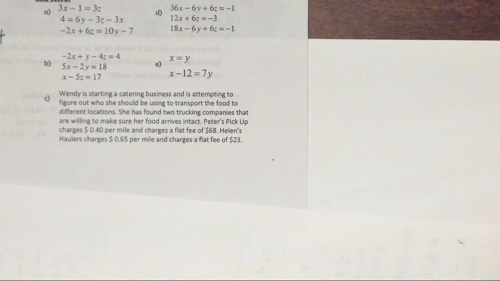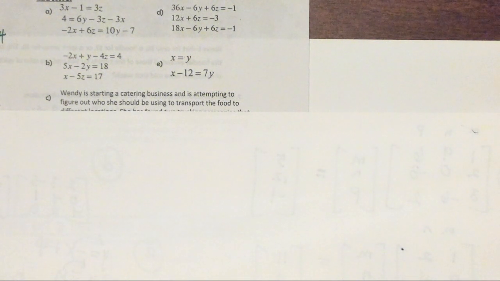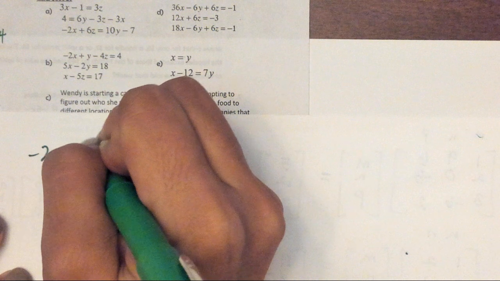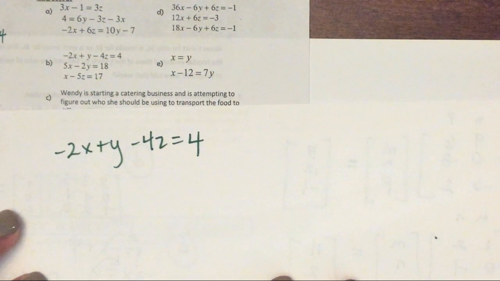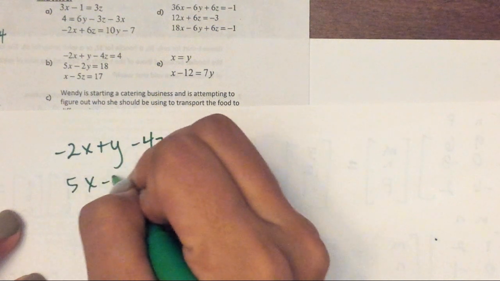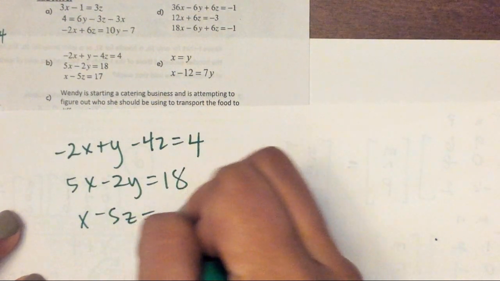Okay, so you have negative 2x plus y minus 4z equals 4, and then 5x minus 2y equals 18, and x minus 5z equals 17. So I'm going to rewrite the problem to make it bigger. 5x minus 2y equals 18, x minus 5z equals 17.